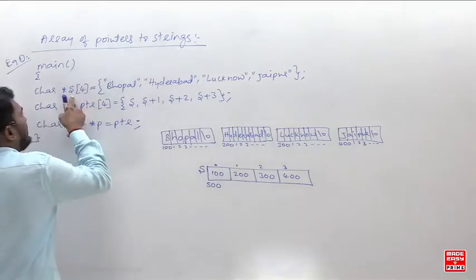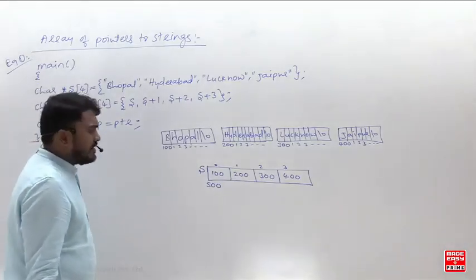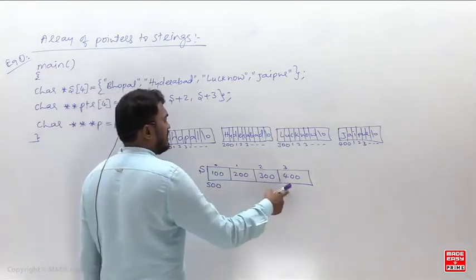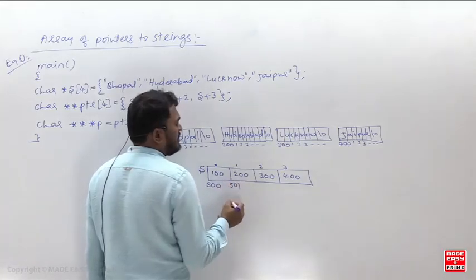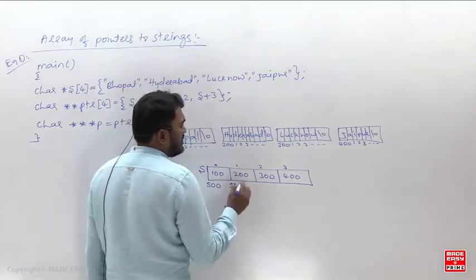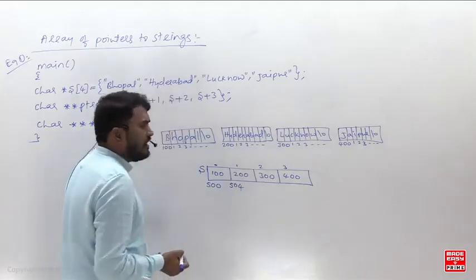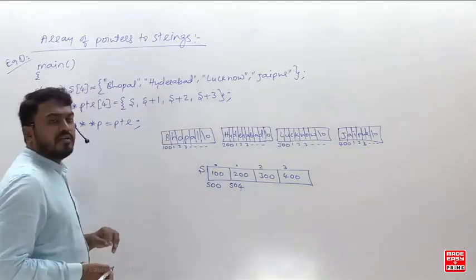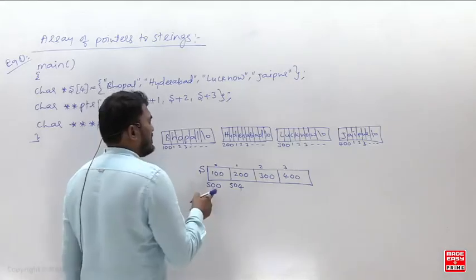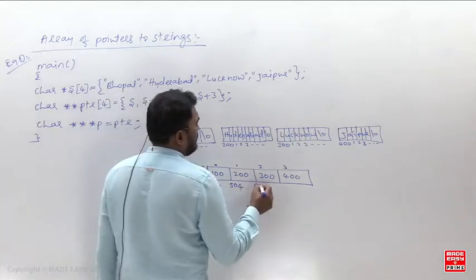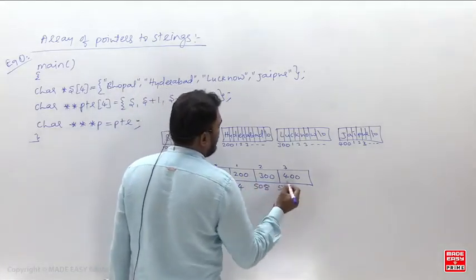It's an array, and array means addresses will be continuous. Many students write 500 and then 501, but remember, this is not 501. This is a pointer, and I told you a pointer will take 4 bytes. So 500, 504, 508 and 512.